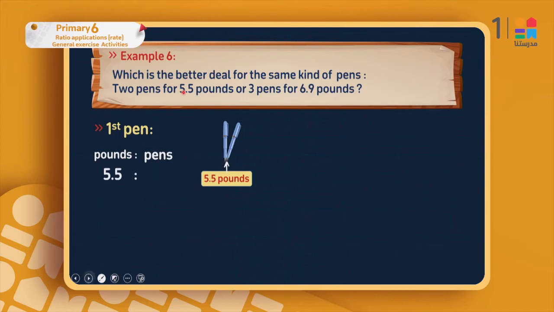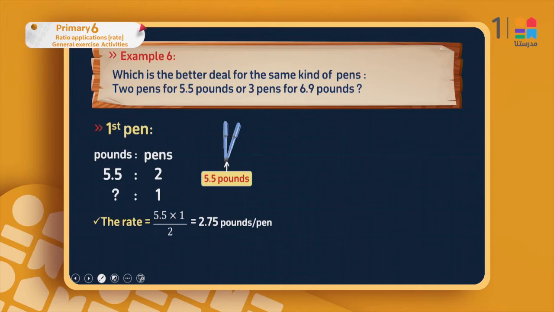for every 2 pens. So for every 1 pen, how much will I pay? So I will write my rate under the pens, because I want to know how much I will pay for every 1 pen. So I will make a cross multiplication to find my rate. The rate will be 5.5 times 1 divided by 2. So it will be 2.75 pounds per pen.